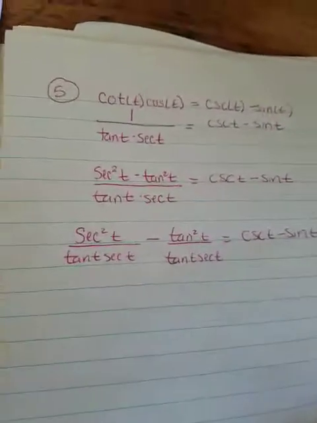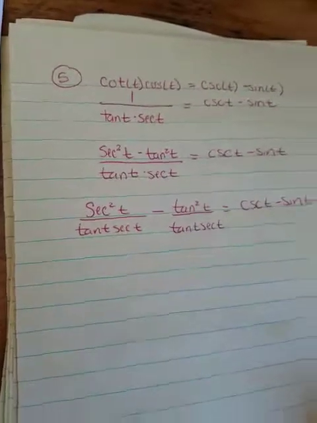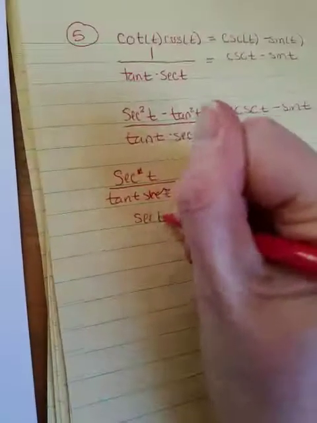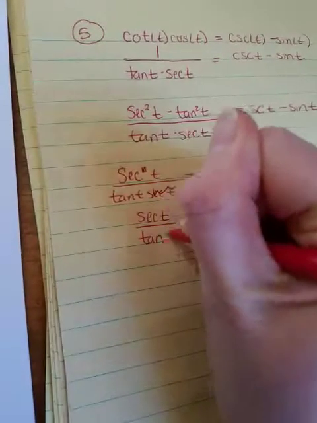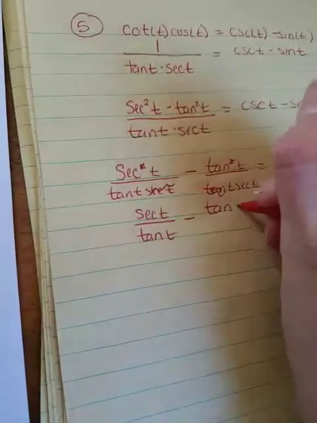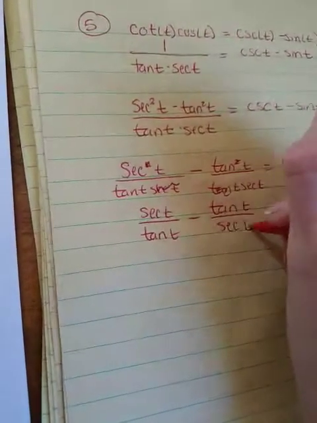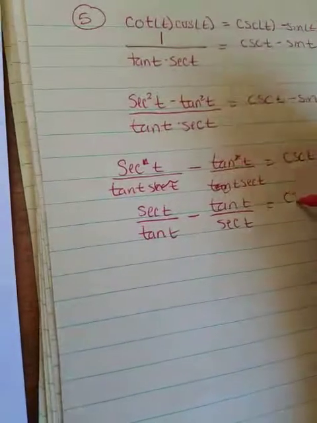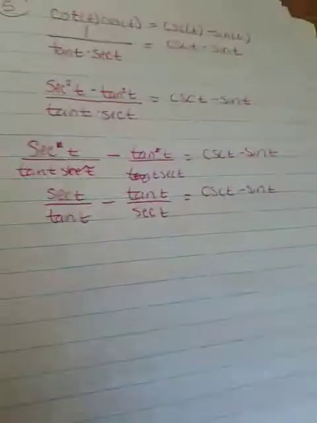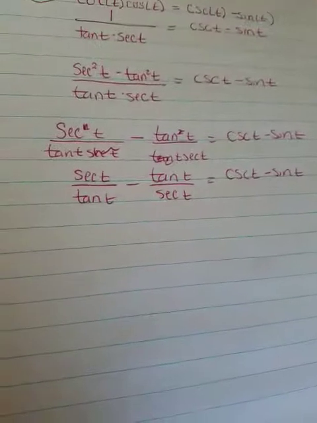Okay, so let's see if I can do this with the least amount of work this time. So one of those cancels with this, and we are left with secant of t over tan of t minus just a tan of t over a secant of t. Nothing has happened or changed on the right. It should not. If you start on one side, you need to finish that.